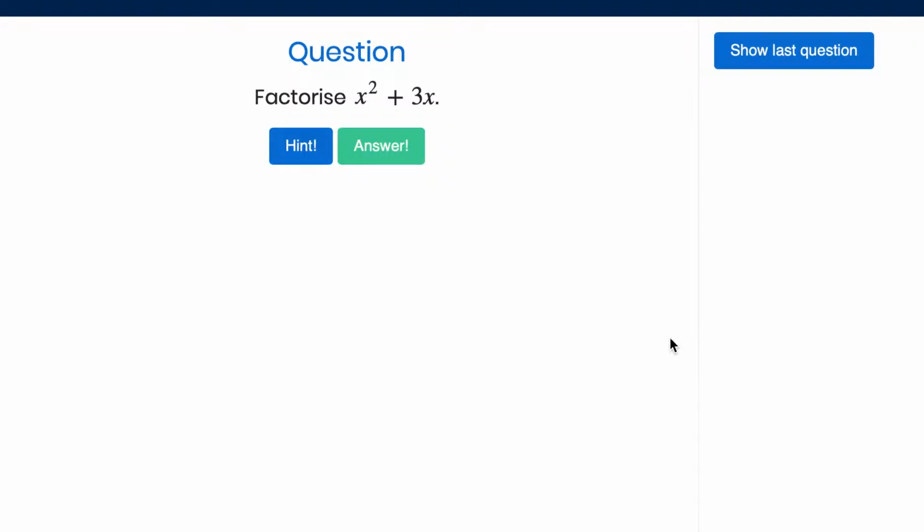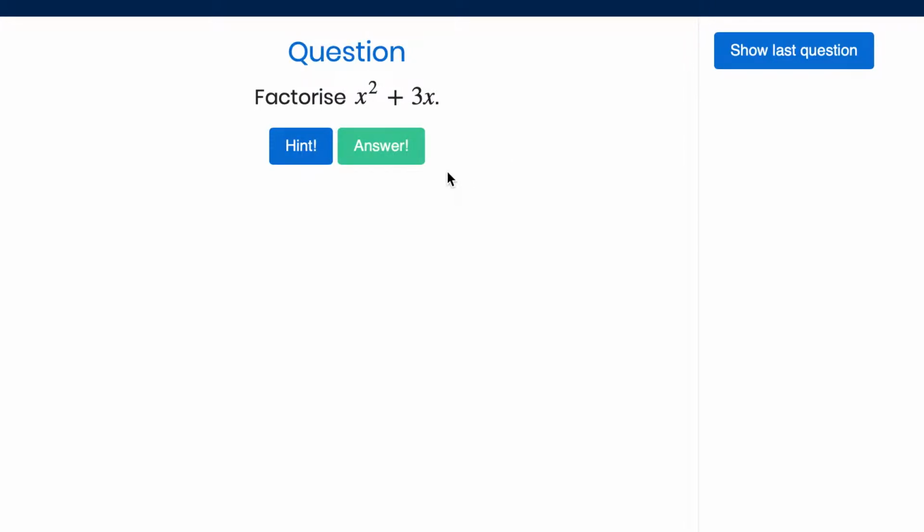In this video we'll learn how to factorise harder expressions into single brackets. As a reminder, factorising is the opposite of expanding. Okay, here's an example. Factorise x squared plus 3x.